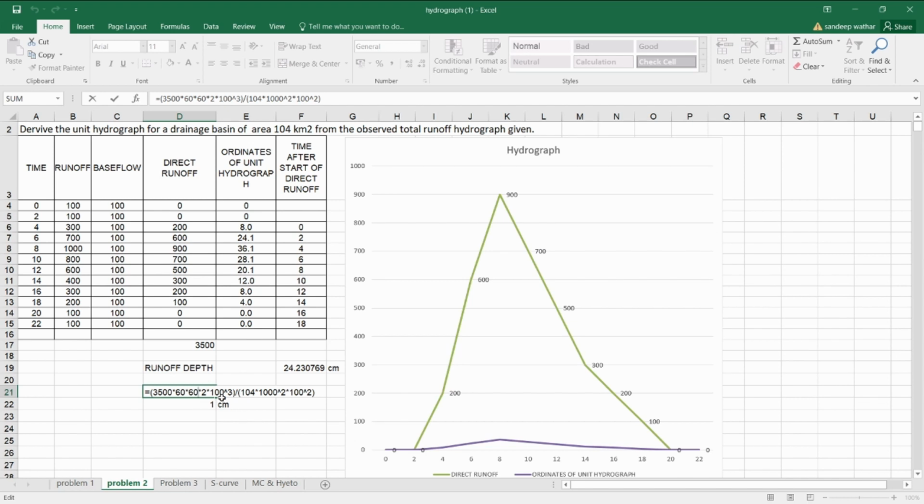So if this meter cube is to be converted in terms of centimeter cube, to do that, I'll multiply it by 100 raised to 3. See here, I have multiplied by 100 raised to 3.